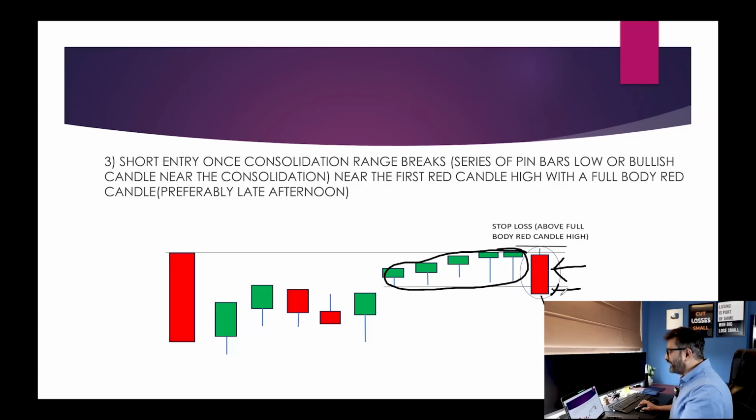So that means next time when you see this kind of price action, the day's first candle is a red candle, then a series of bullish candles, and when price comes and starts making a consolidation near the red candle high but doesn't break it, it makes only consolidation, then you will wait patiently for this kind of red body candle or a bald candle which breaks the range of this pin bar. That is your entry.